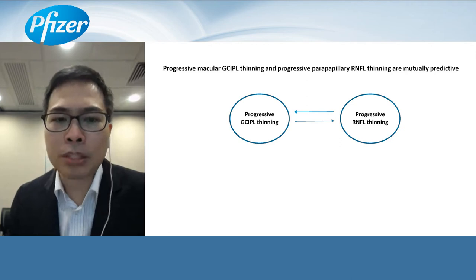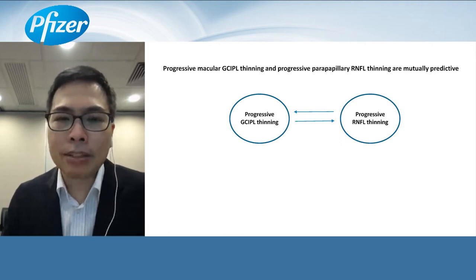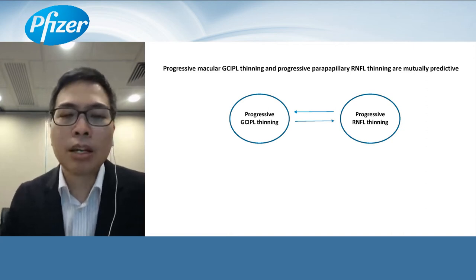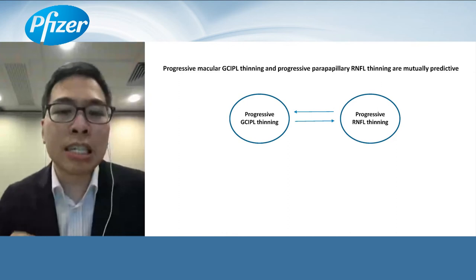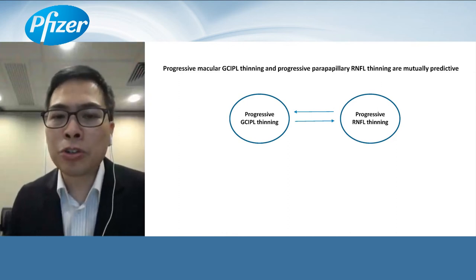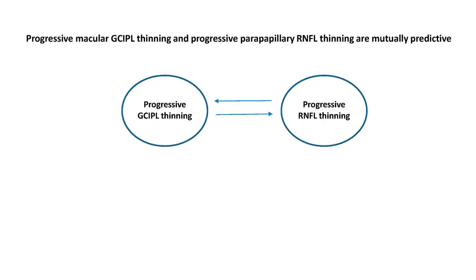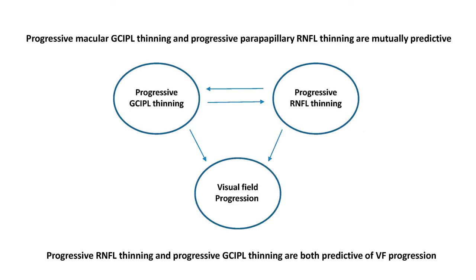Here we have a model. We have studies demonstrating that progressive retinal nerve fiber thinning of the macula is predictive of future progressive retinal nerve fiber thinning over the peripapillary region and vice versa. Importantly, what we show in our studies is that they are both predictive of future loss of the visual field.